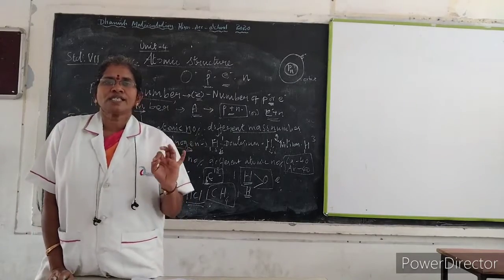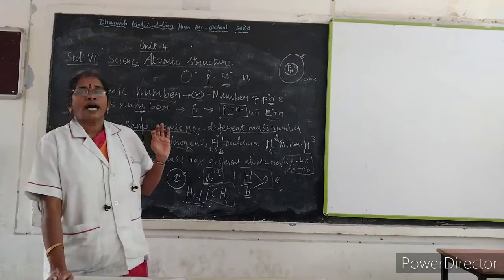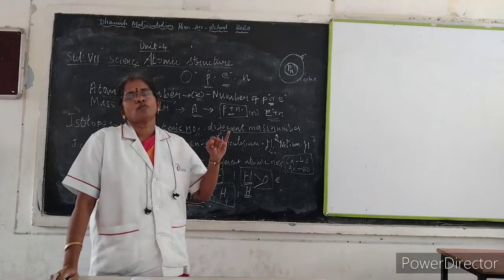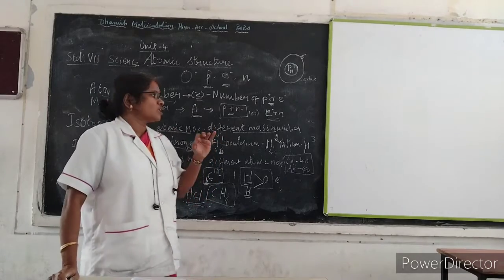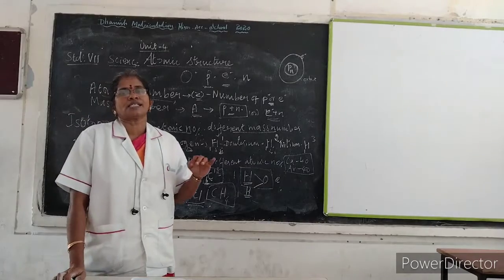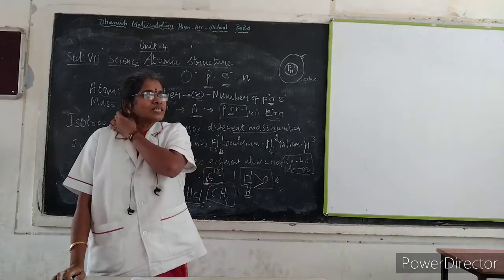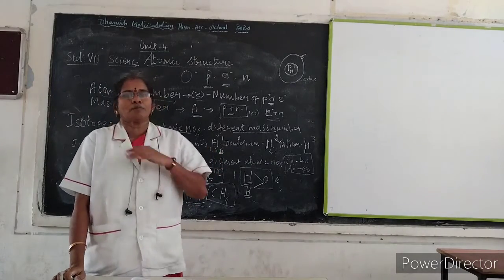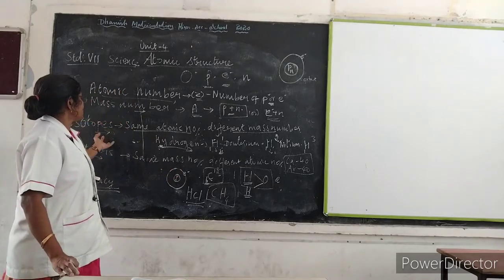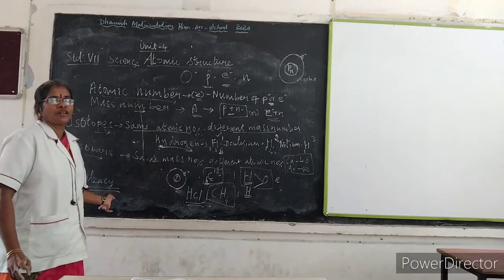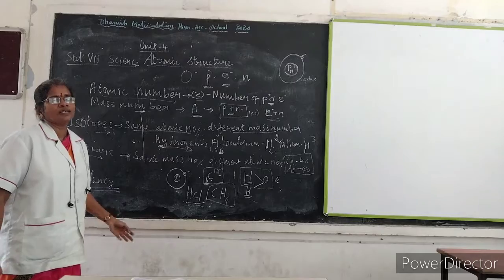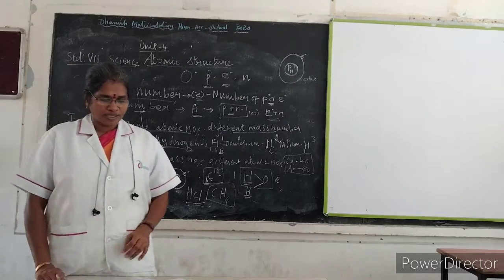Clear, children? So in this lesson we have seen about atoms, the size of an atom, and the theories. What are the names of the scientists who explained about the atom? After that we have seen what is atomic number and mass number, and we have seen isotopes and isobars, and finally we have seen about the valency.